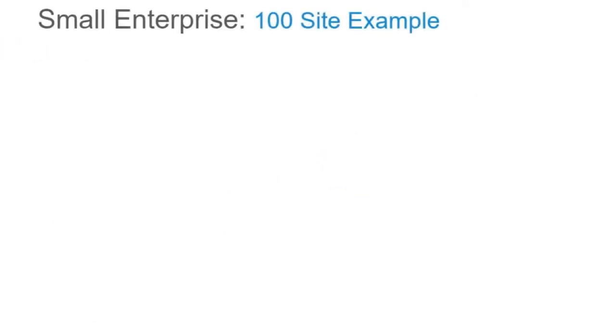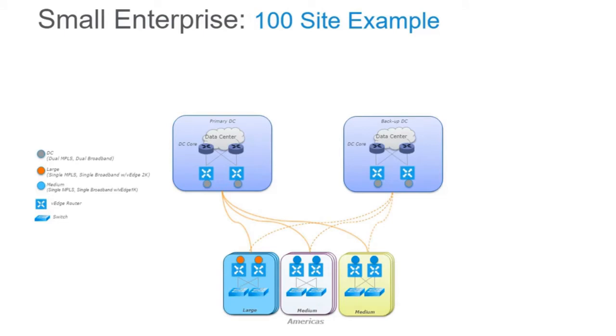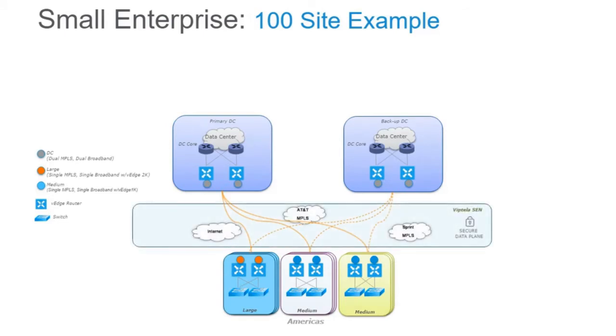In this example, we have a small enterprise customer with less than 100 sites and 2 data centers. Those sites are located around the United States, and the controllers are hosted in the public cloud infrastructure. In the data centers, they have 2 MPLS circuits and 1 broadband circuit. In the branches, they have 1 MPLS and 1 broadband circuit.